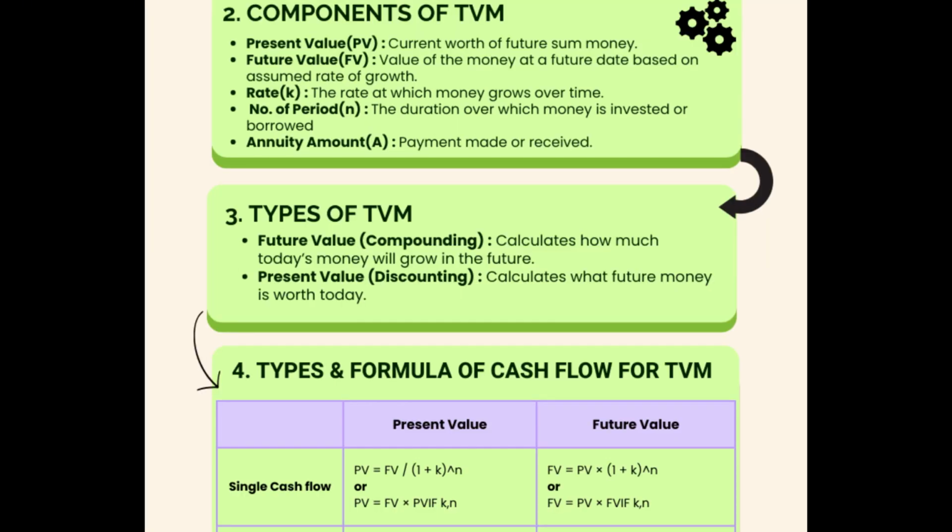We have two types of time value of money. The first one is compounding, which is used in future value. It is used to calculate how much today's money will grow in the future. And then we have discounting, which is used in present value. It calculates what future money is worth today.